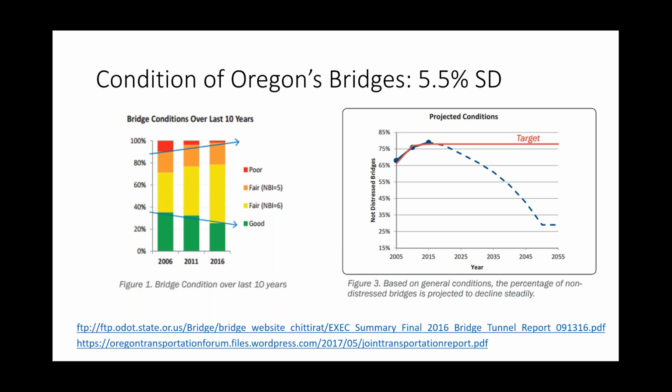In Oregon, of the roughly 8,000 bridges, about 5.5% are structurally deficient, which means that one component of the structure, whether it's the deck, the superstructure, or the substructure, has an NBI rating of less than 5. And as you can see in Figure 3 on the right, like many states, Oregon's facing budget shortfalls. That means that the money required to maintain our bridges in this condition is likely not there unless we make a concerted effort.